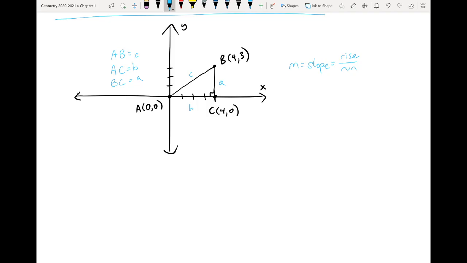Okay? And in this case, let's look at what our rise and our run is. Well, our rise for AB, how much it goes up, well, that's just right here. That's defined as this guy, and our rise is the distance of 3. And our run, our horizontal change, on the x-axis is 4. It's 4 spaces over. So our slope is 3 over 4.